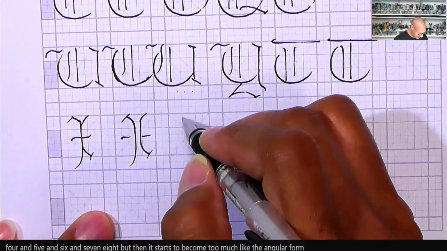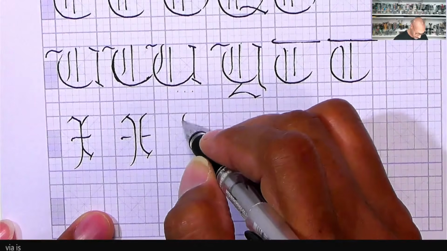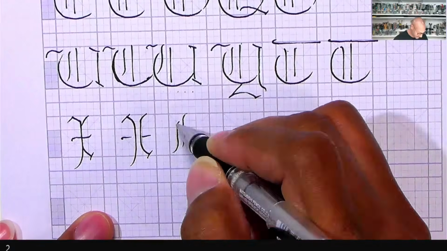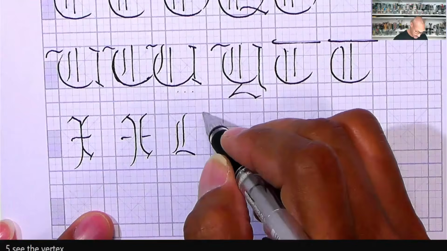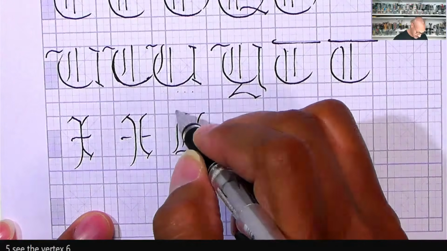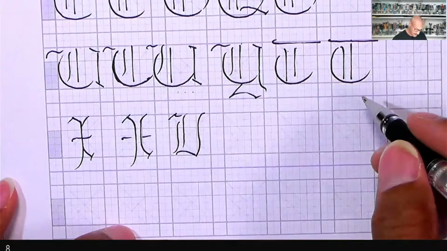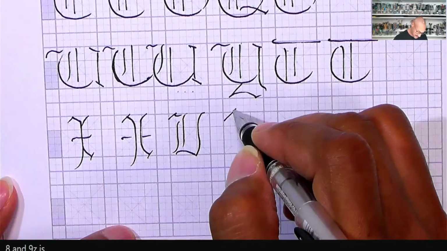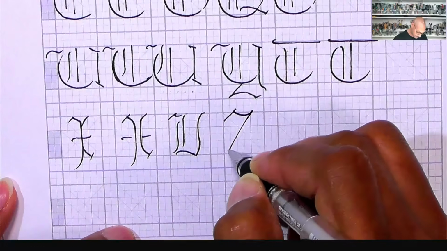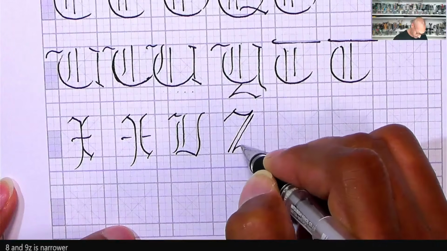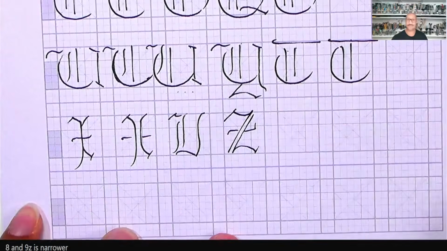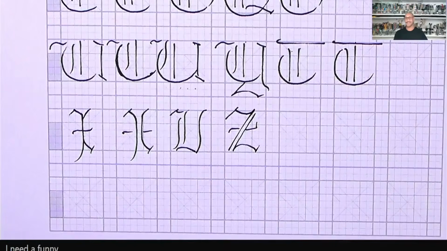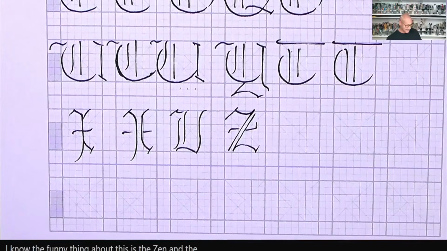V is 1 and 2, 3 and 4, 5. See the vertex? 6, 7, 8 and 9. Z is narrower. And you know, the funny thing about this is the Z and the A are in the same group, right?